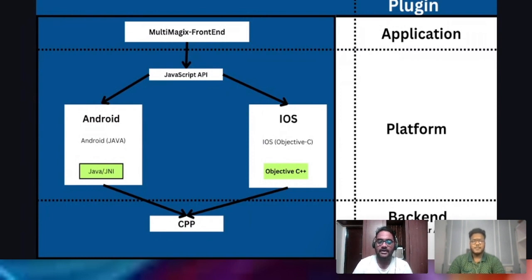I think overall it looks like a monolithic kind of architecture. Exactly, initially all the things are in one place, so it is called a React Native plugin or React Native library. Inside that, the application layer code is there, the platform layer code is there, and the backend code is also inside the same folder. So yes, it looks monolithic, and everything is packed under the same folder.